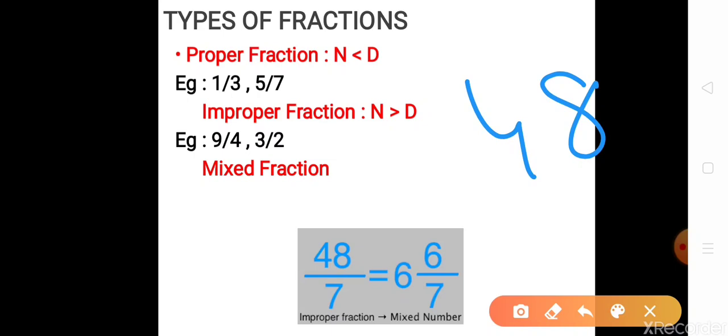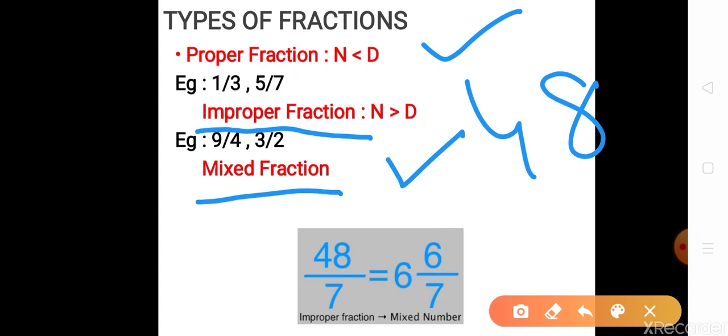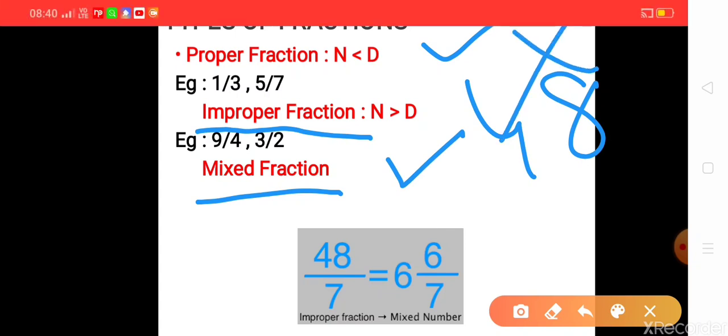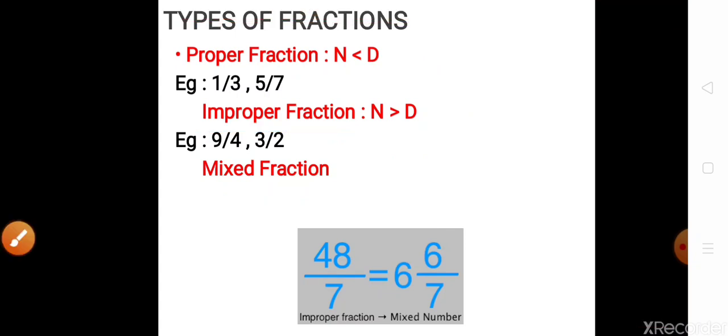It's not very hard. So in order to have a mixed fraction, the first thing that you will require is an improper fraction. You cannot convert a proper fraction into a mixed fraction. That will be completely wrong. So I hope this is making sense to you.